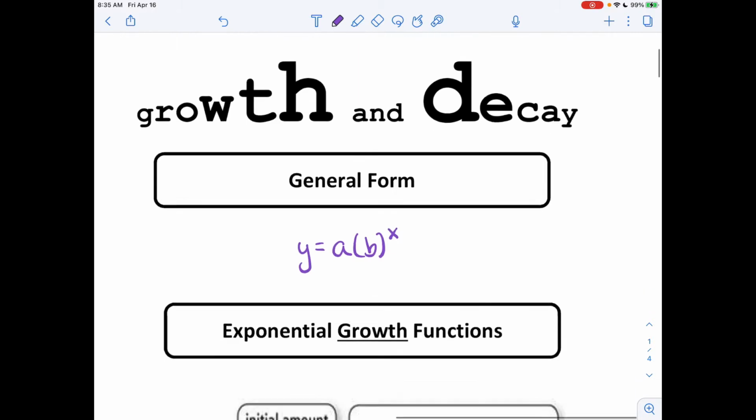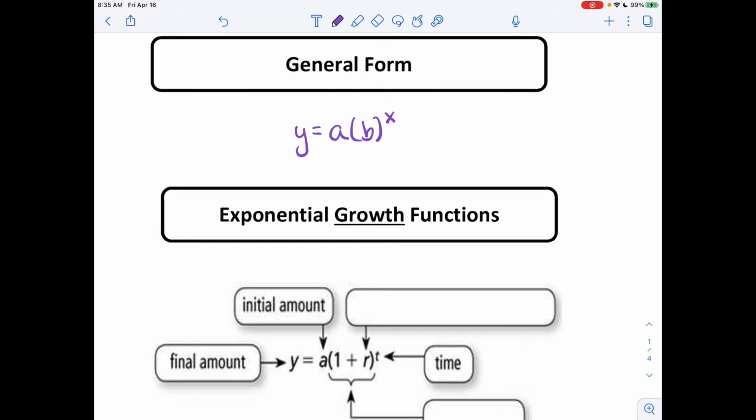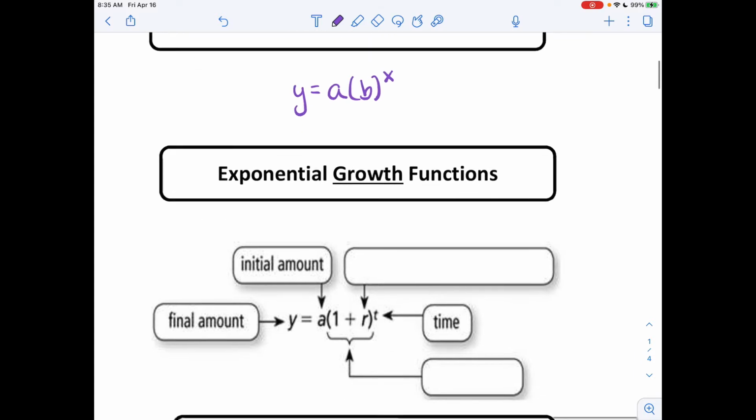One is for exponential growth. So that means that something is growing very, very quickly. And so for that equation, we expand on this b value right here, and we say that b is equal to 1 plus r, where r is our rate. So the rate is equal to our percent increase. So we are increasing by a particular percent, and that rate is equal to that percent.